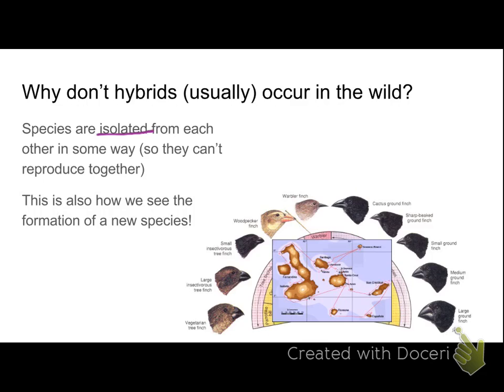So species are isolated from one another, and that can happen in a variety of ways. They can't reproduce together. Okay? So we see isolation between species before we form new species. That's how we end up forming new species. But we also see isolation once species are established.